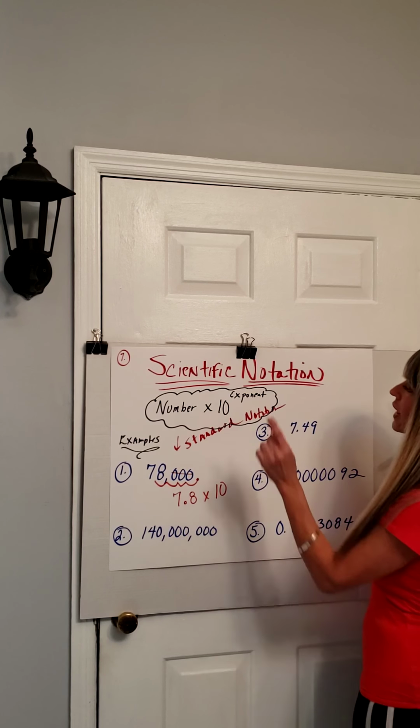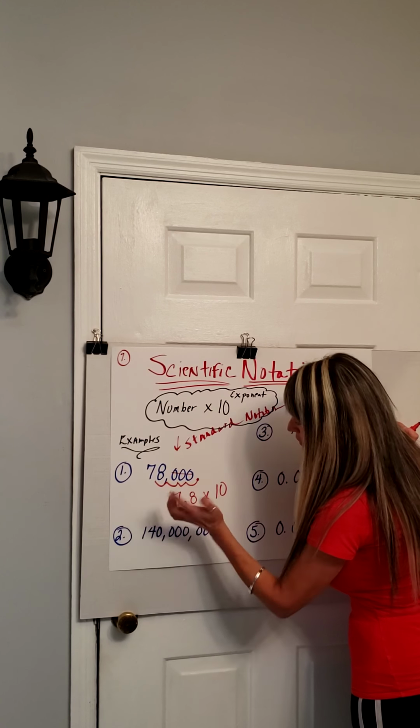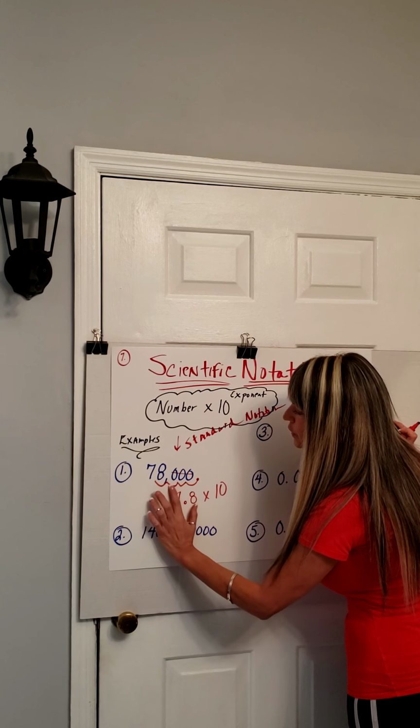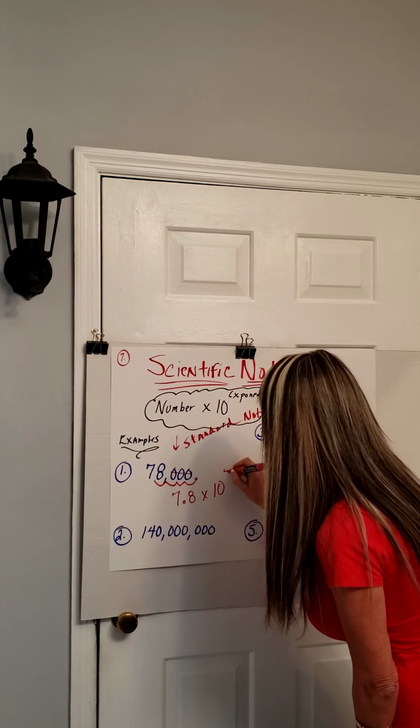And here's the fun part. The exponent is the number of places that you moved. What did I say I moved? 4? Let's just double check that, right? So I went 1, 2, 3, 4. So the number would be 7.8 times 10 to the 4th power.